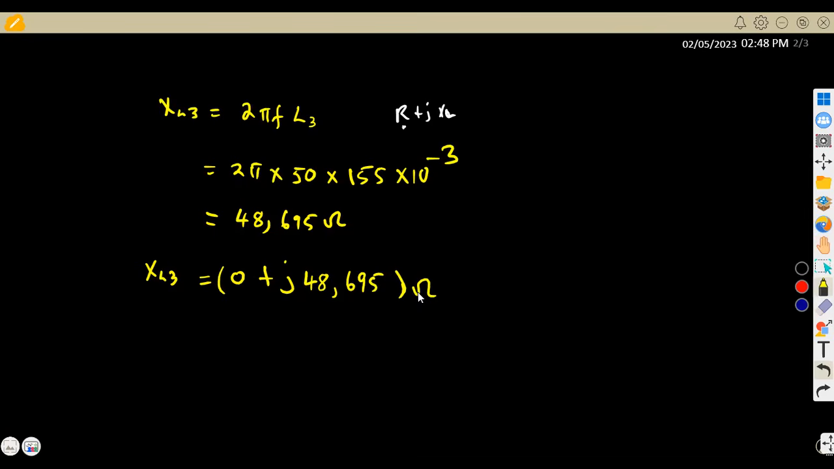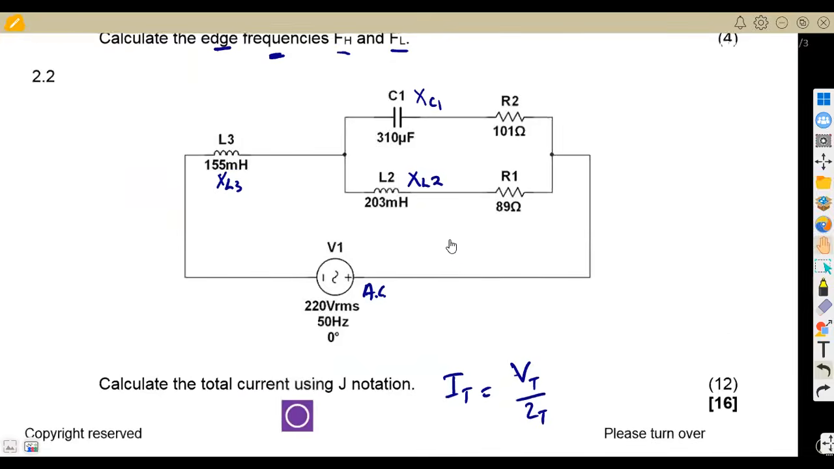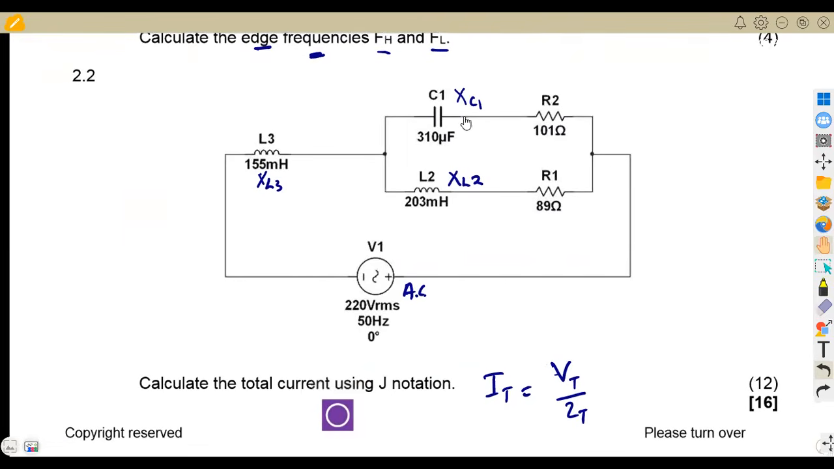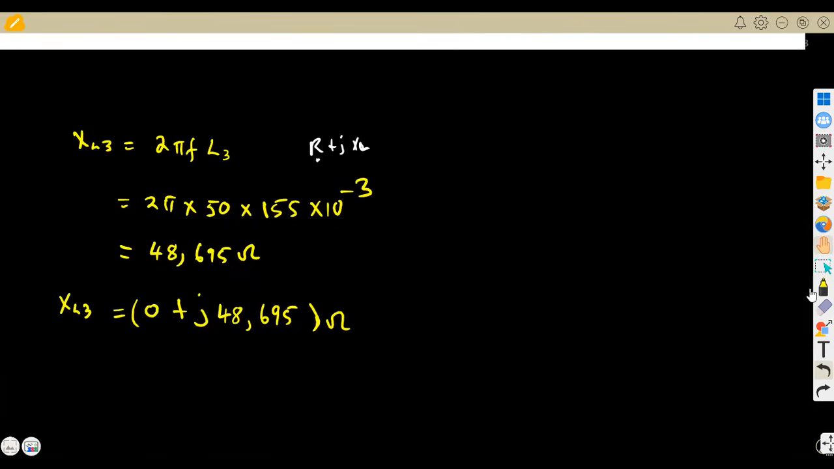This is the reactance that we are going to use. And you can even convert this to polar form for any use later, but you can even leave it like that. Then we move on to the C1 and the R2. These two are in series. So we can have the total impedance for this series combination, the resistor and XC. Let's write this as Z1.